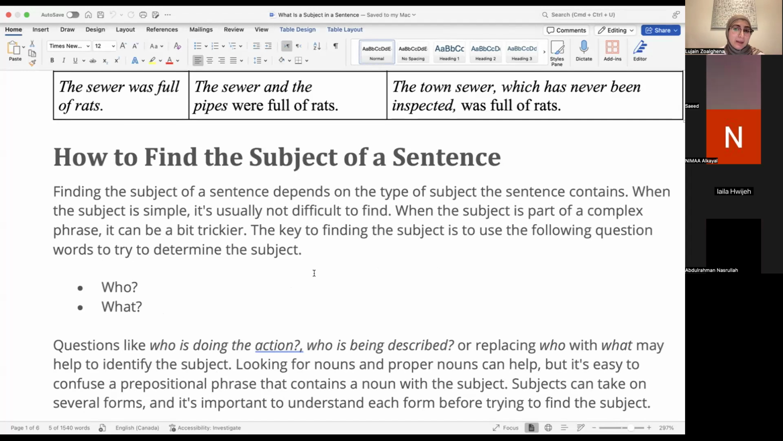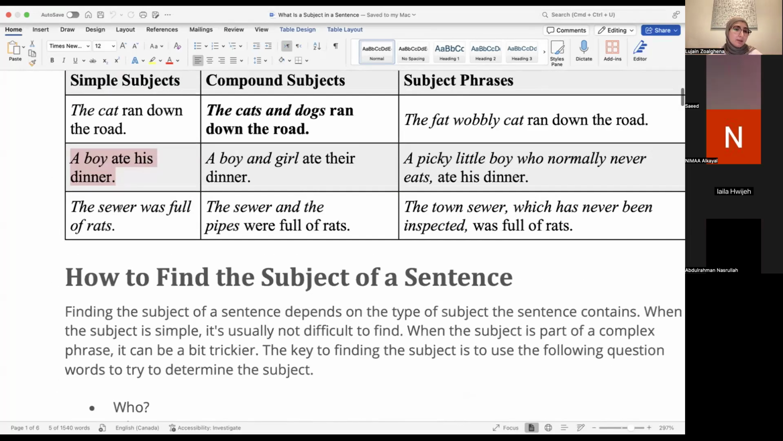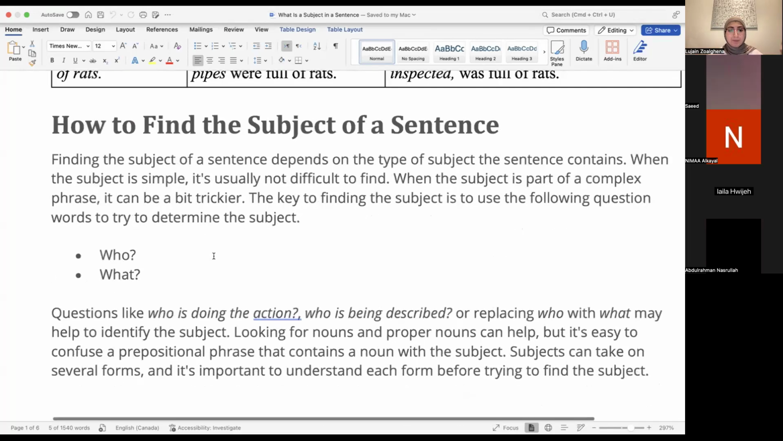Now, how to find the subject of a sentence? It depends on the type of subject the sentence contains. When the subject is simple, it is usually not difficult to find. Like here: a boy, the cat, the sewer. But when the subject is a part of a complex phrase, it can be a bit trickier.